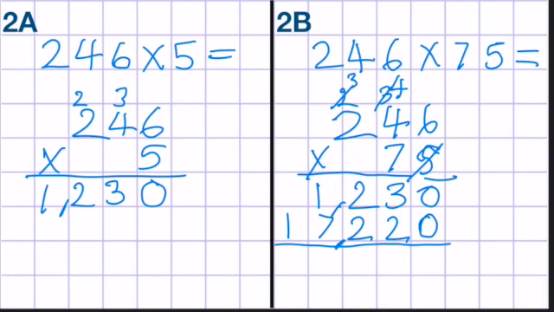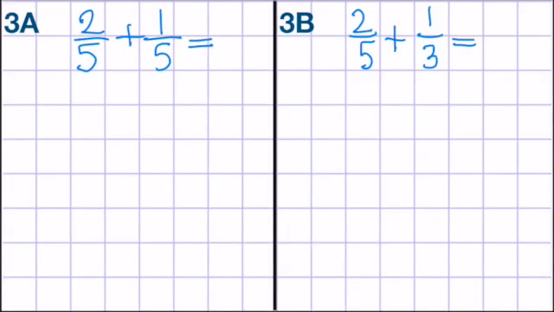So I now need to add these two numbers. 0 add 0 is 0. 3 add 2 is 5. 2 add 2 is 4. 7 add 1 is 8. And then that 1 just comes down there. So the answer is 18,450. Now we're going to add some fractions.